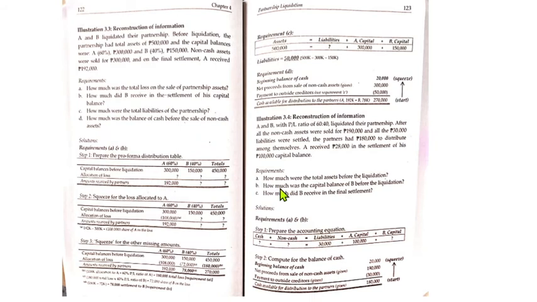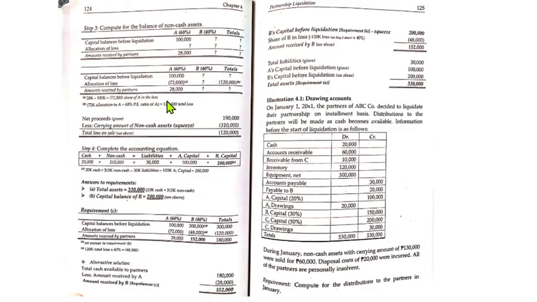Okay. Item B, how much was the capital balance of B before the liquidation? Capital balance daw ni B before liquidation. Okay. So ito, pabalik naman. Ang tinatanong is yung capital balance ni B bago yung allocation of losses. Before the allocation of the losses. So since 120,000 ang na-compute natin na total loss, 40% ng loss ay para kay B. So, 48,000. Ang portion kay B, 48,000.